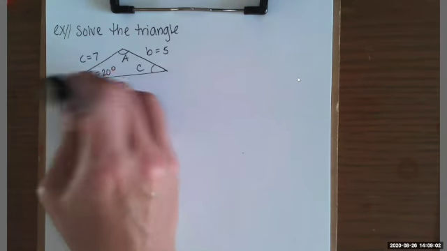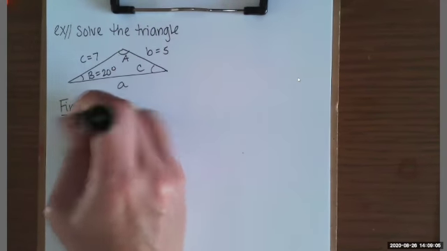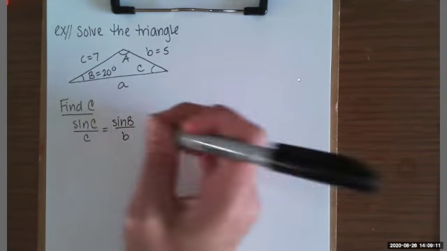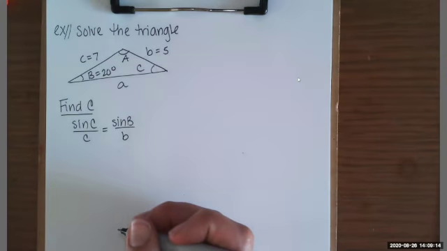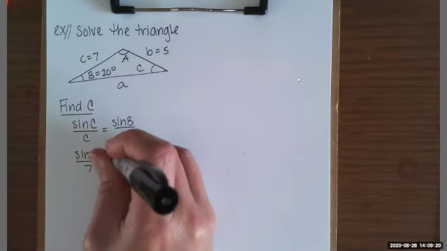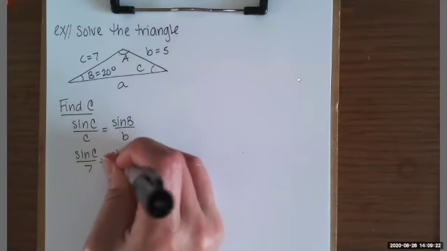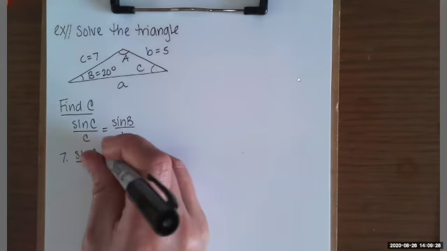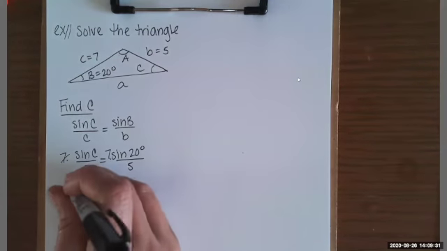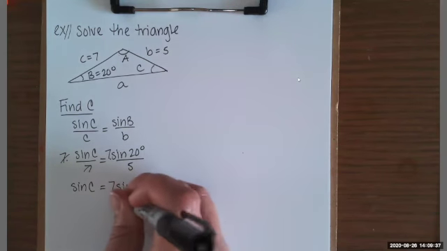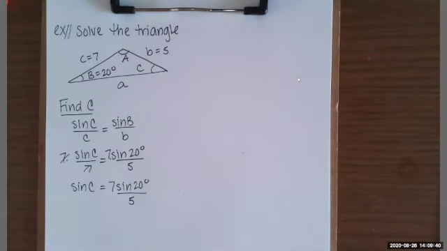So let's find angle C. We set up sine of C over little c is equal to the information we're given, so sine of B over little b. Next step, let's fill in our information. So I have sine of C over 7 is equal to sine of 20 over 5. We're solving for C, so the next thing I want to do is multiply both sides by 7. I get sine of C is equal to 7 sine of 20 over 5. The next thing we're going to do is we'll end up taking inverse sine of both sides.